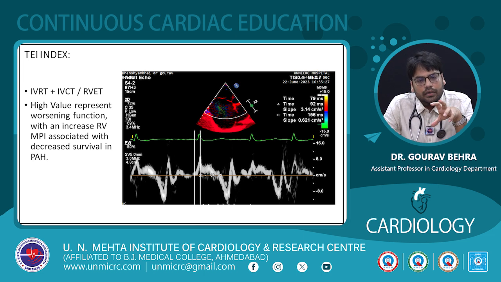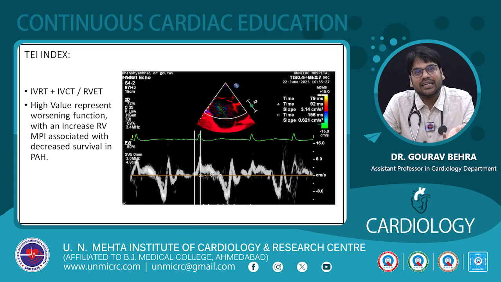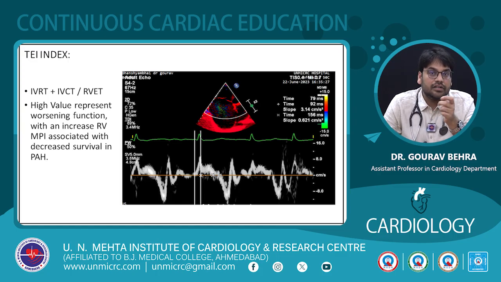Various studies have been performed on the basis of the TI index, to see whether the RV is failing or not. So in a patient of PH, you can calculate the TI index and see the severity. You can see the pointer in the picture: there is the contraction time IVCT, and from the first star to the second star is the ejection time. So IVRT plus IVCT by RVET, that is the TI index.